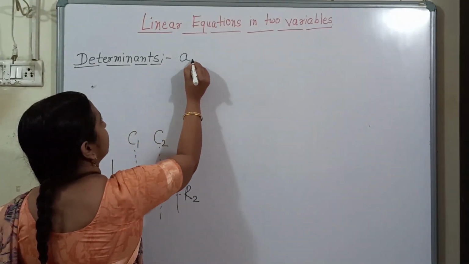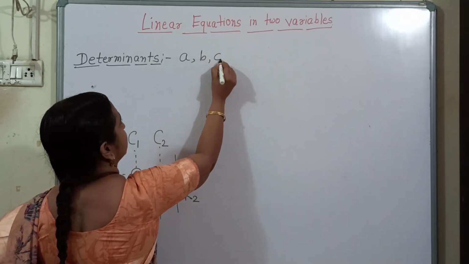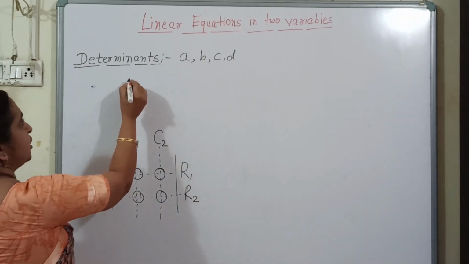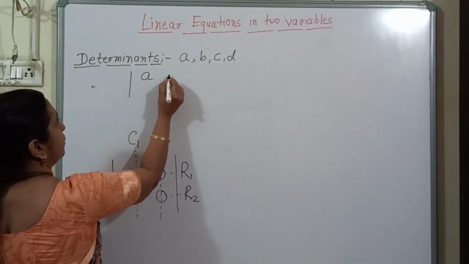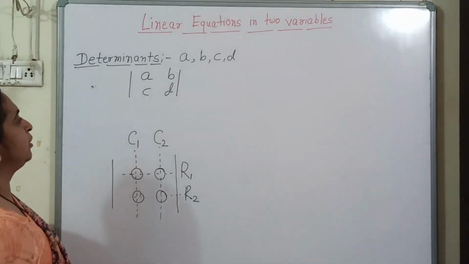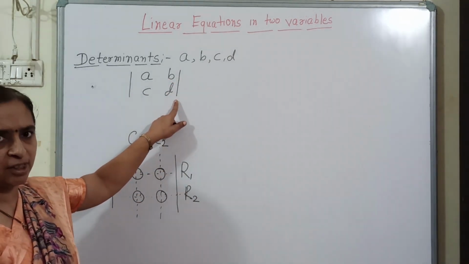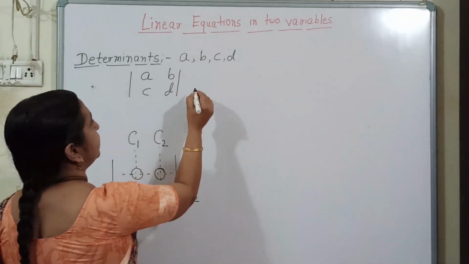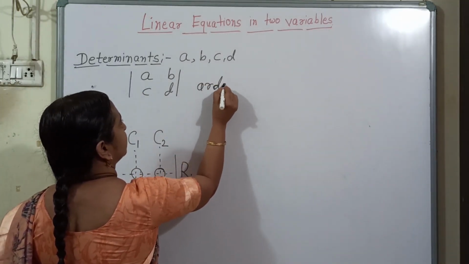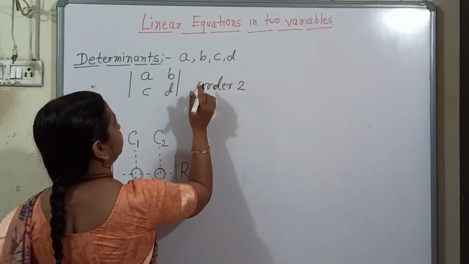Suppose we consider 4 elements or 4 numbers A, B, C and D, and we arrange them in 2 rows and 2 columns like this, and we write them within 2 vertical lines. Then such arrangement is called a determinant of order 2.